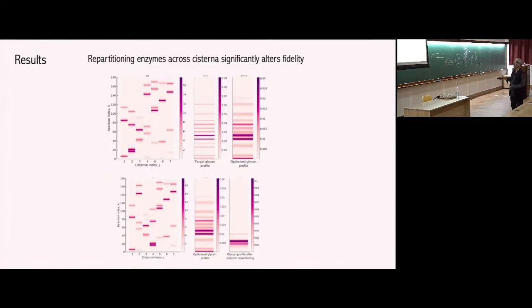Now we can run the dynamics, and we find that the glycan profile, keeping everything else constant, keeping everything else optimized as before, is very, very different from the target. So the simple act of repartitioning has totally changed the glycan distribution. So the partitioning is crucial. The cell has to have a strict control over the mechanism by which it partitions enzymes into the system.